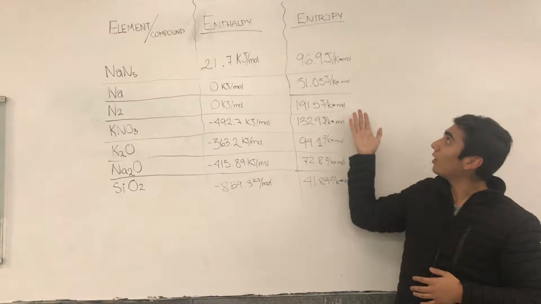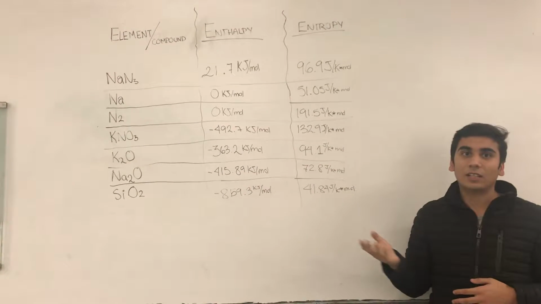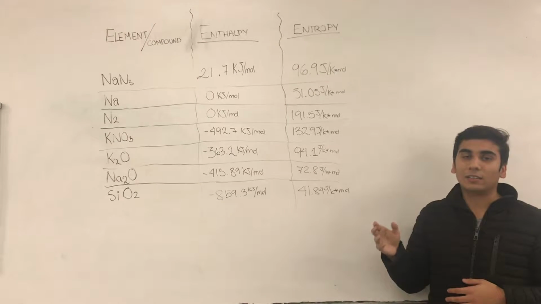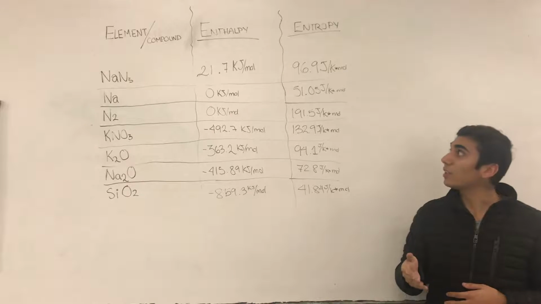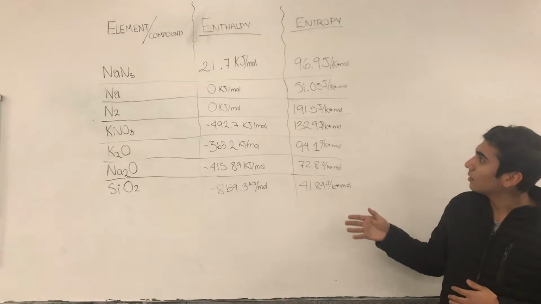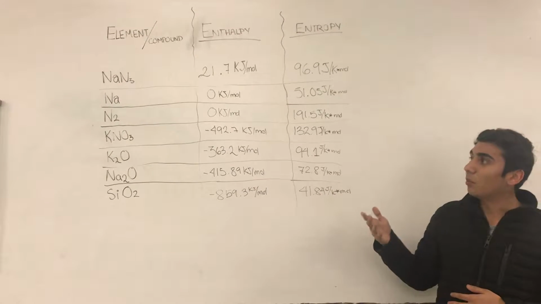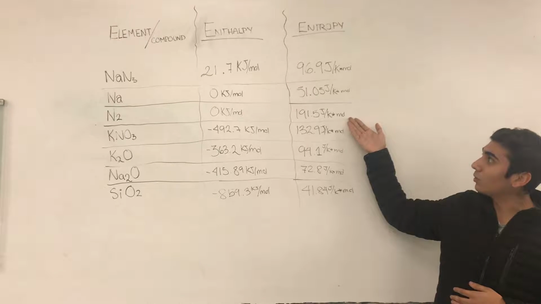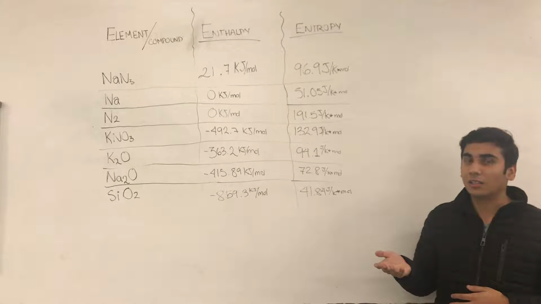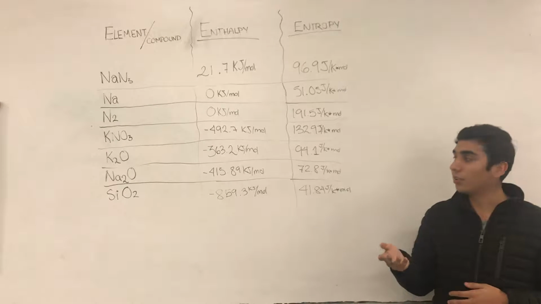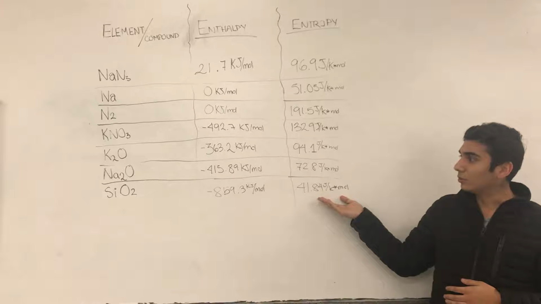And over here we have our entropies. Entropies just define the amount of order. The least amount of entropy means that there's more order. So we can see that the one with the most disorder is the nitrogen, while the one with the least disorder, so the most order, is this one.